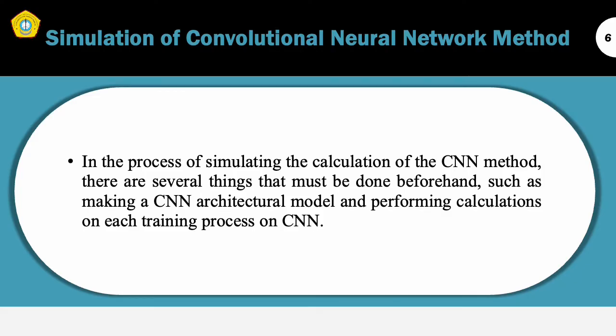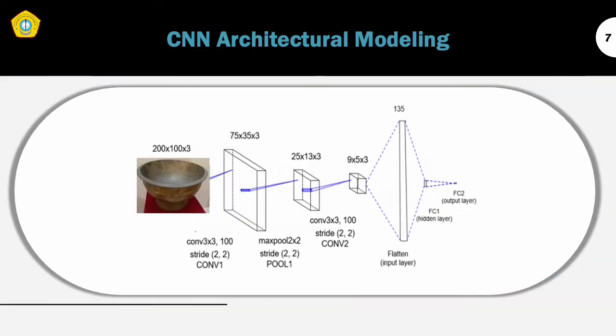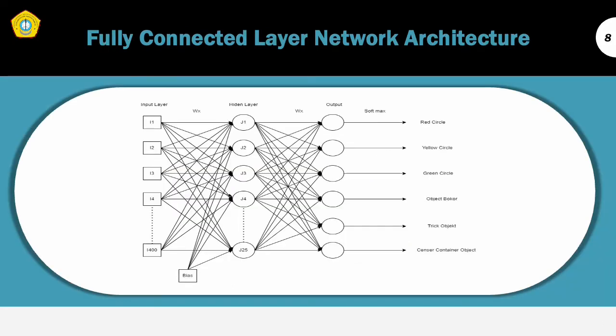Simulation of the convolutional neural network method. In this process of simulating the calculation of the CNN method, there are several things that must be done beforehand, such as making a CNN architectural model and performing calculation on each training process of the CNN. This is the CNN architectural modeling, and then this is the fully connected layer network architecture.